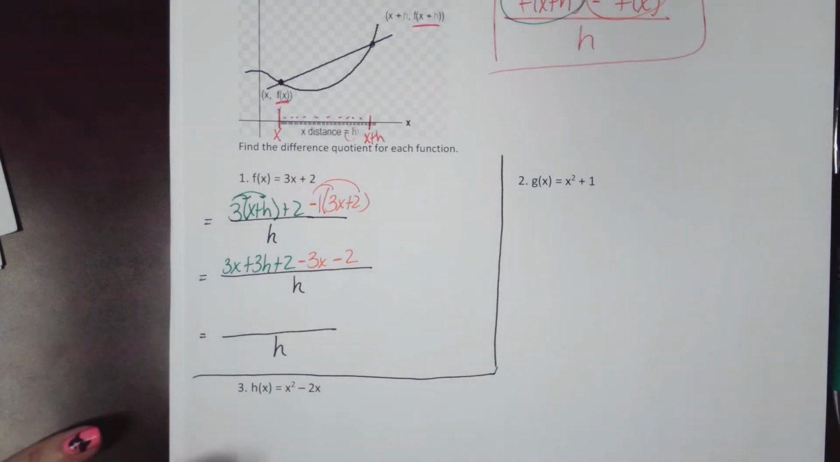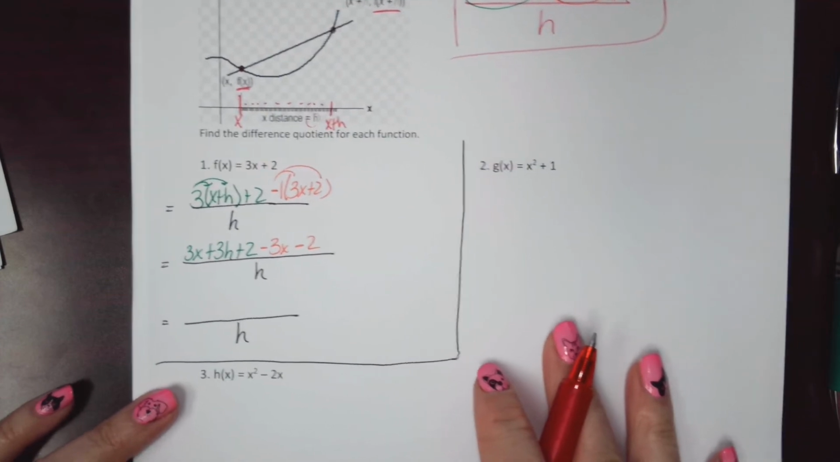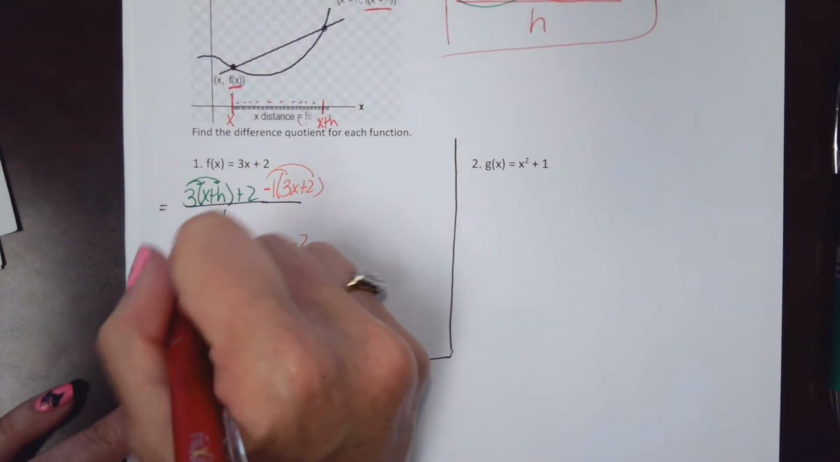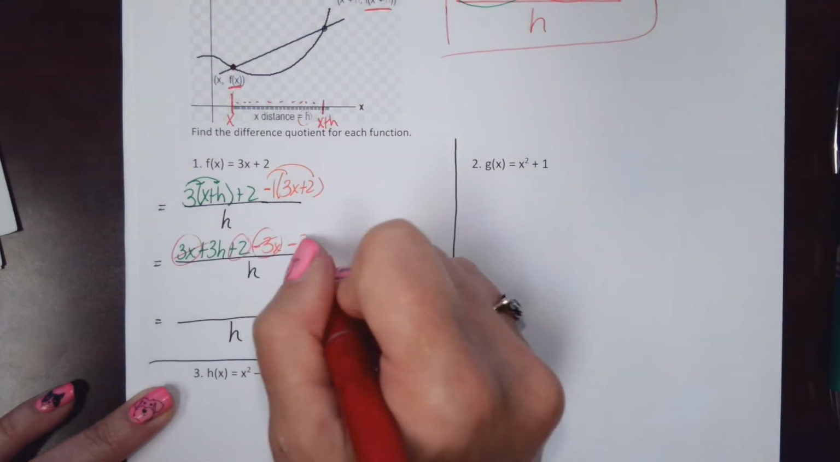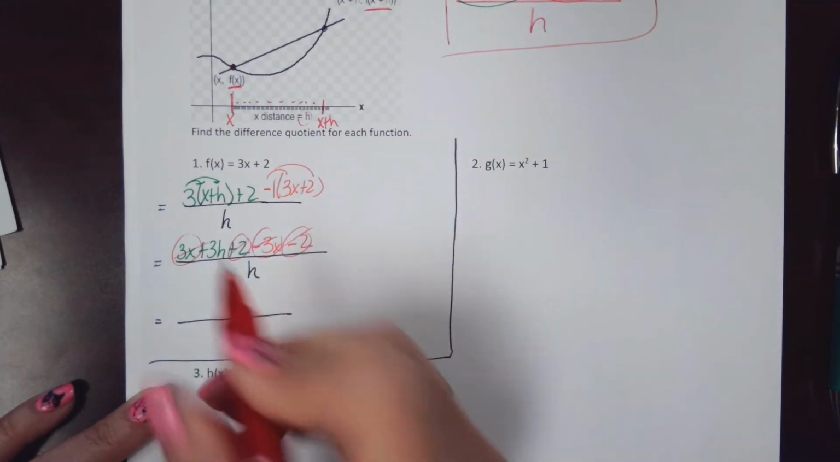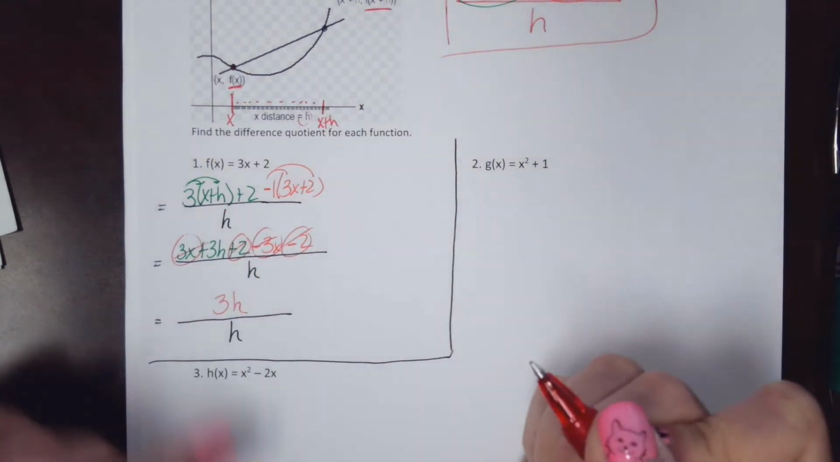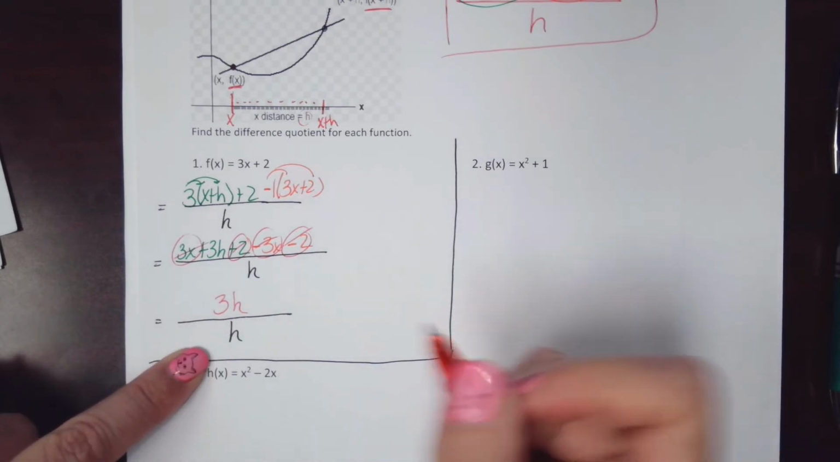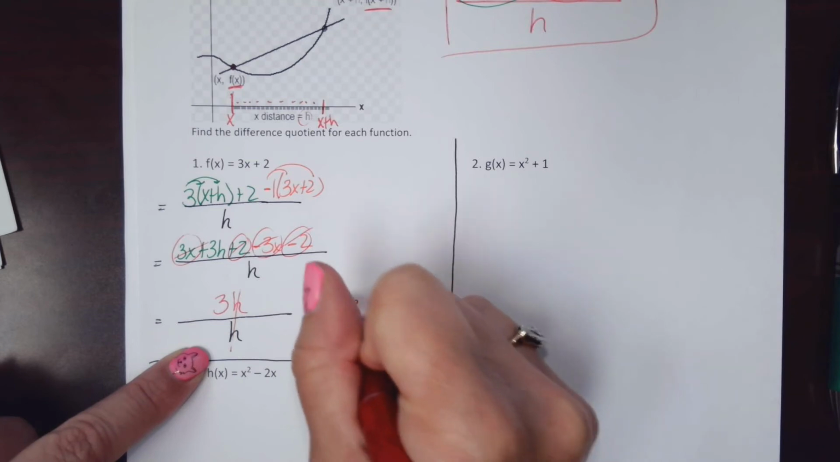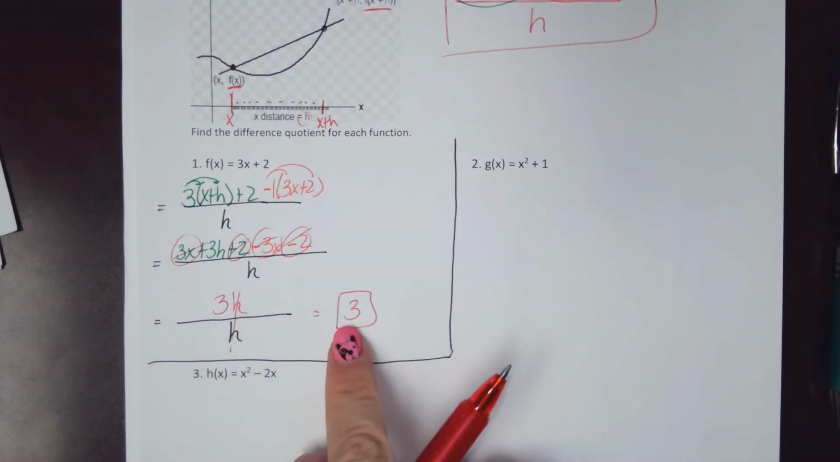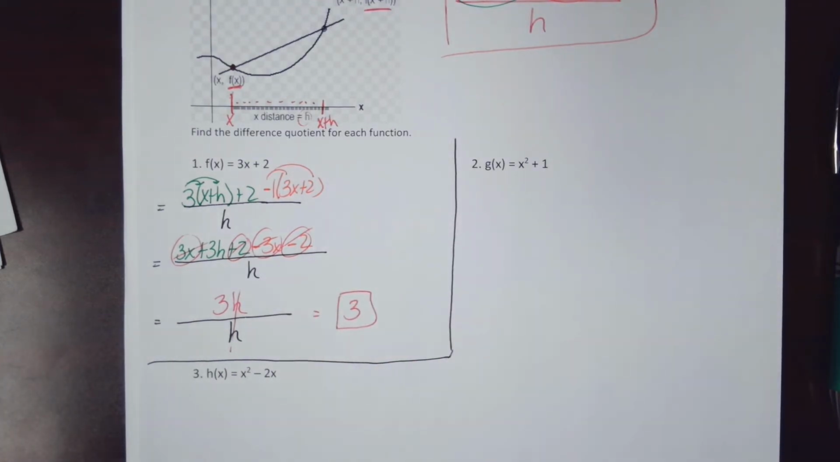In my numerator, I find that I have pairs, opposites add to 0. 3x and negative 3x add to 0. 2 and negative 2 add to 0. So what I'm left with is 3h over h. And anything over itself is just 1, right? So that's just 1. And my average rate of change, or my slope, because it's a line, is a constant. It's 3.